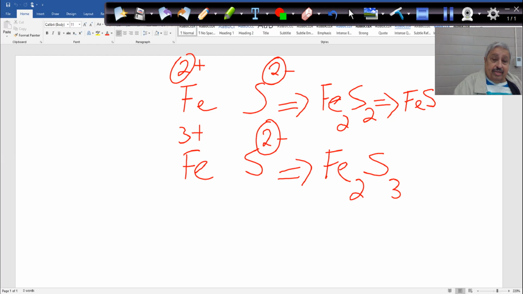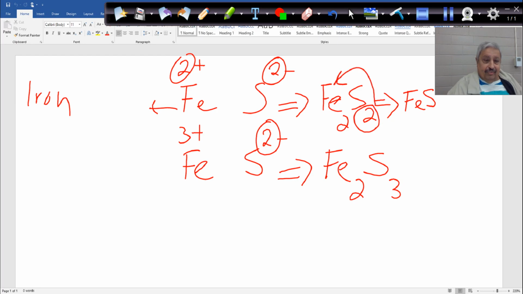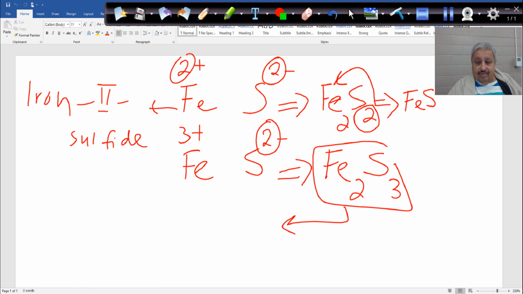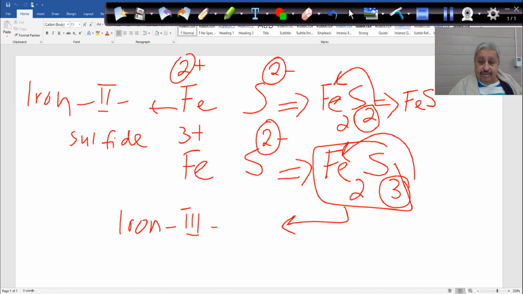Now we name this one here: iron, and then you look here, this is coming from the iron itself. So this is iron(II) sulfide. That's all one word, by the way. And this one here will be iron. What's the charge here? The 3 is coming from the iron. Iron(III) sulfide, one word. All of it's one word.